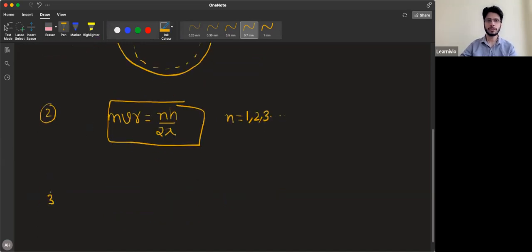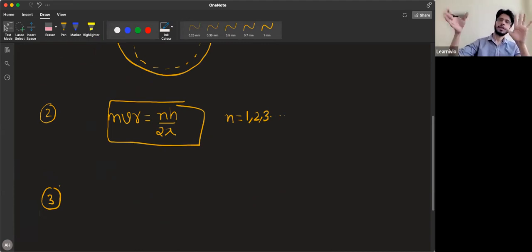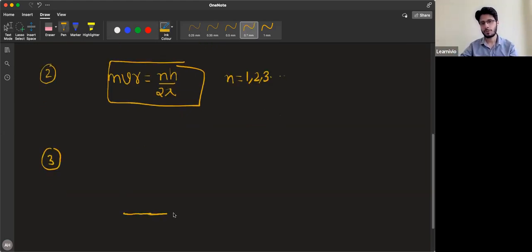The third postulate says different orbits have different energy. The energy of an electron is fixed within a particular orbit. Like in the first orbit, energy is fixed. In the second orbit, energy is fixed. But if an electron jumps from one orbit to another, meaning if it shifts from orbit number n1 to orbit number n2, it shifts from here to here.